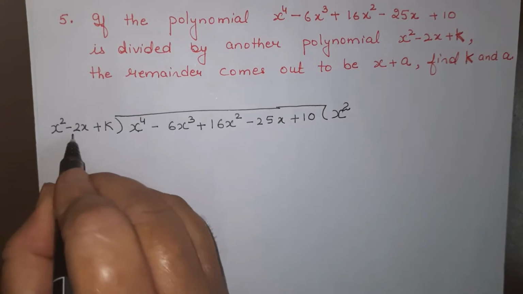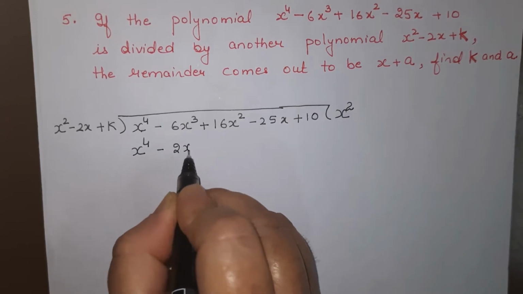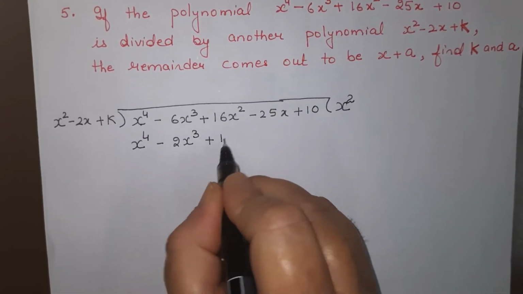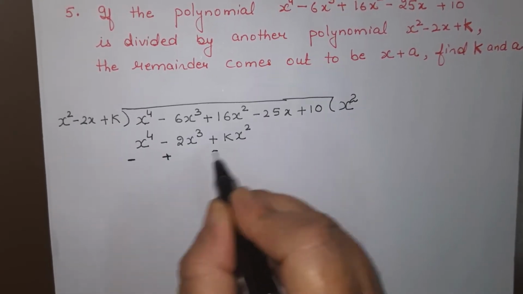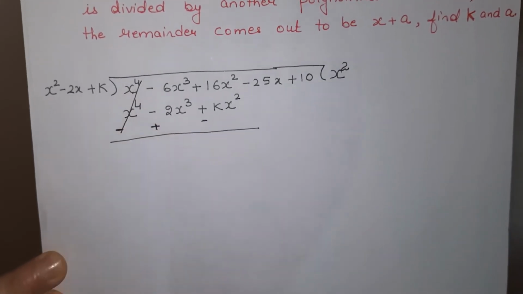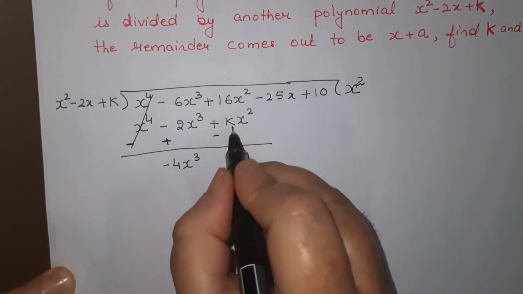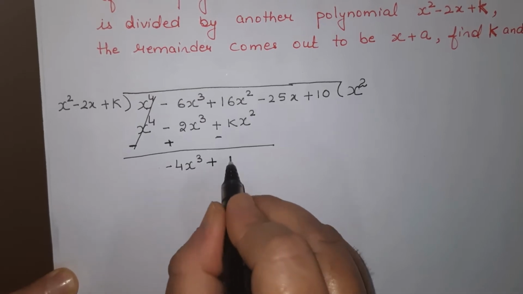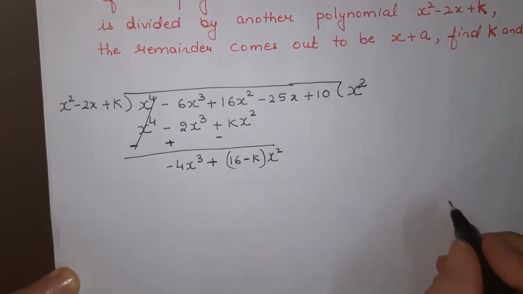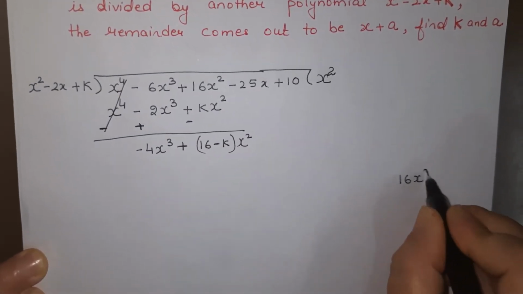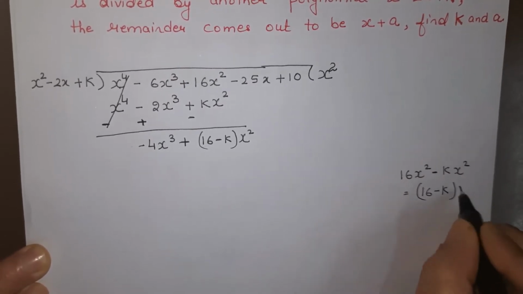Now this x square will be multiplied by 3 terms. So this is x to the power 4 minus 2x to the power 3 plus kx square. Let us change the sign, minus plus minus. So this is cancelled, minus 6 plus 2 is minus 4x cube, and we can write plus 16 minus k x square. See how it was like this, 16x square minus k x square. So this becomes 16 minus k x square.